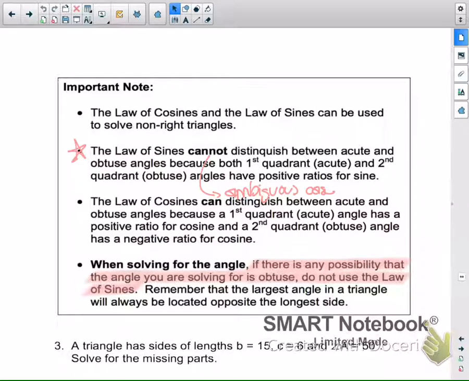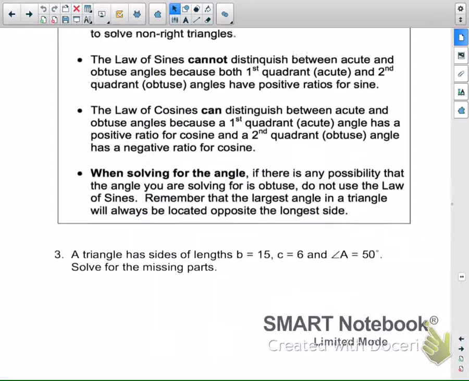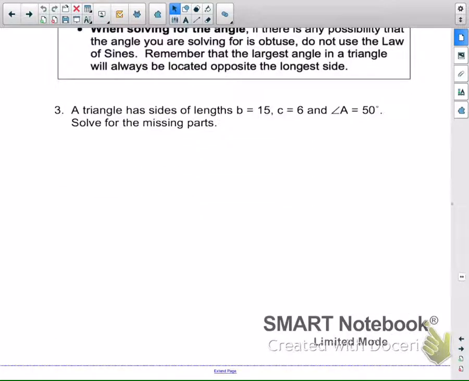Only have to watch out for that when you're given what? Two sides and an acute angle. So does question 3 fall under potential ambiguous case? Yes, it does. Now, question 3 could possibly be ambiguous case, but someone tell me why I can't use the law of sines here.